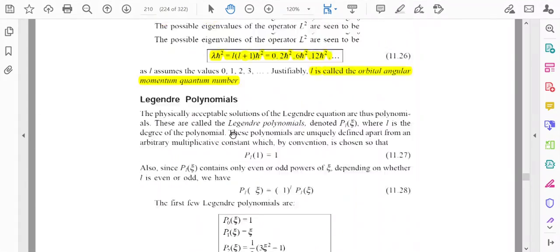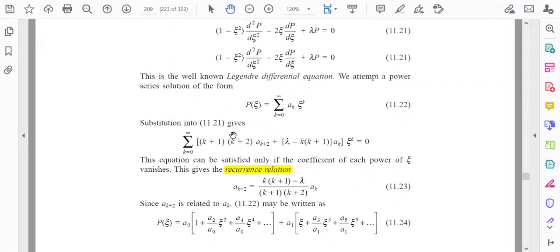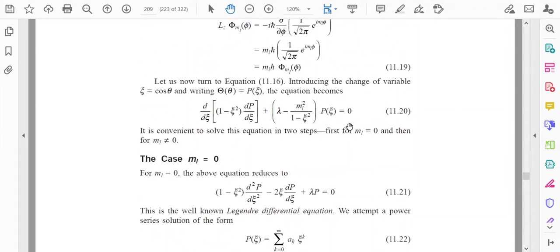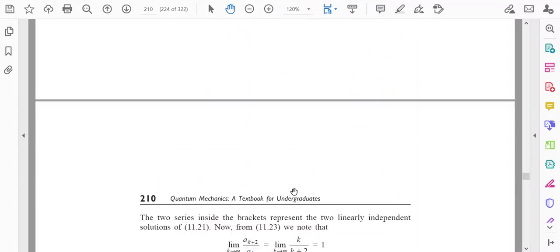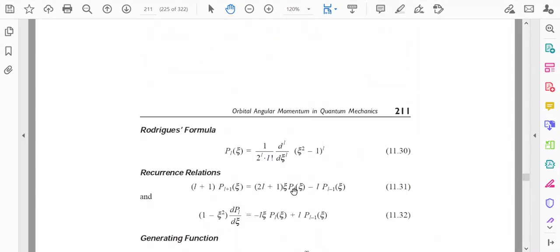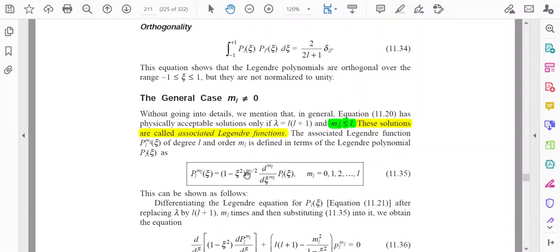But you see that we have started the solution of equation 11.20 for two cases. We have told during the discussion that we will solve this equation in two steps. The first step was ml equal to 0, and we have already solved that equation for ml equal to 0. But if ml is not equal to 0 in equation 11.20, then how to solve that? So that now we will discuss. That is, if ml is not equal to 0, then how to solve that?